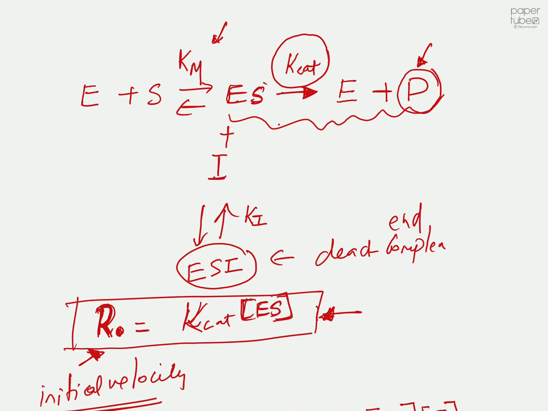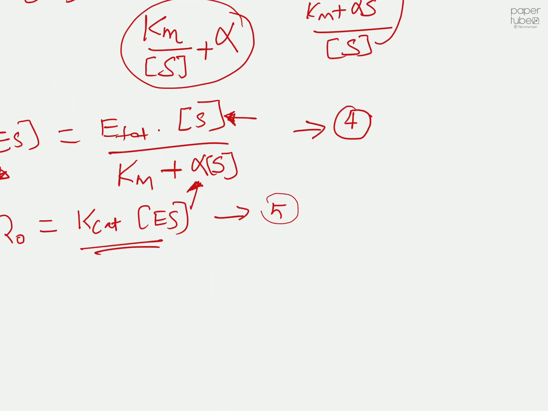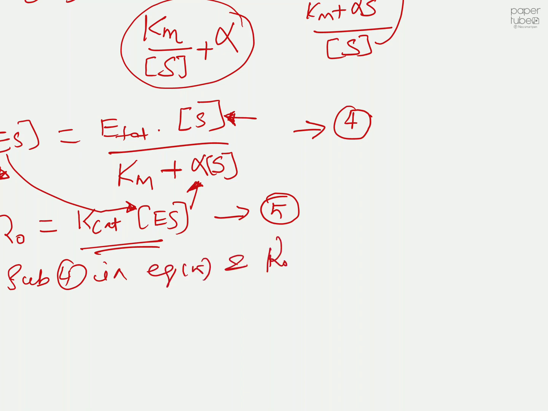Yeah? That's the rate controlling step, because you all know in chemistry the slowest reaction is the rate controlling step. So the initial velocity is K catalyst multiplied by the enzyme substrate complex. If you don't know this, you have to listen to the mechanism and kinetics. I derived it already in the classroom, and it's also available on YouTube. Let's call this equation 5. What you need to do is substitute 4 in equation 5 and then solve for R0, the initial velocity.